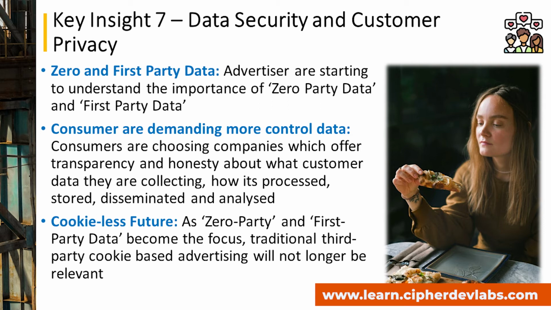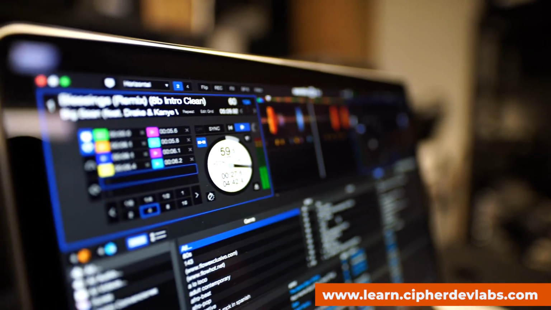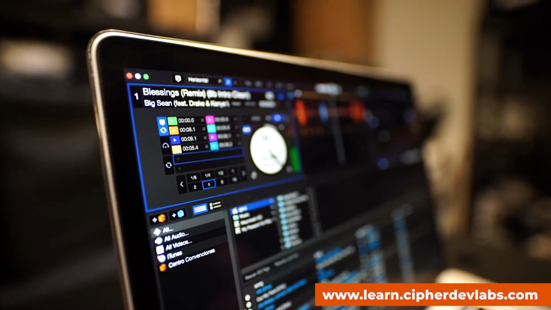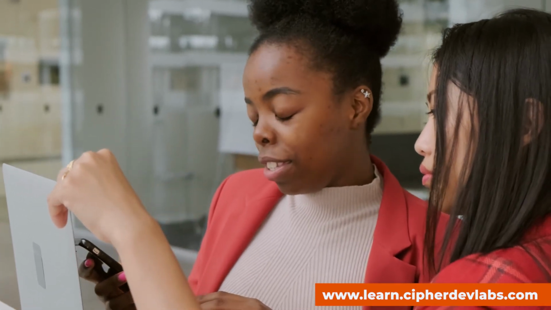So what are a few trends and insights that we're seeing with data security and consumer privacy? We're seeing the emergence of zero and first party data as prominent data collection models, rather than relying on third party and second party data. Advertisers are starting to understand the importance of zero party data, which puts the control of data back into the consumer's hands, because consumers have to consent and agree to share the data with the brand. And we're also seeing that consumers are demanding more control of data.